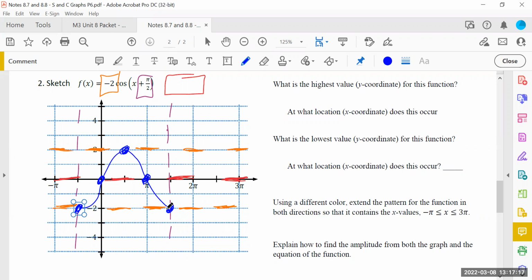And then they tell us to extend it later on, so we'll wait to extend it for now. It says, what's the highest value, y coordinate for this function? What's the highest point here?